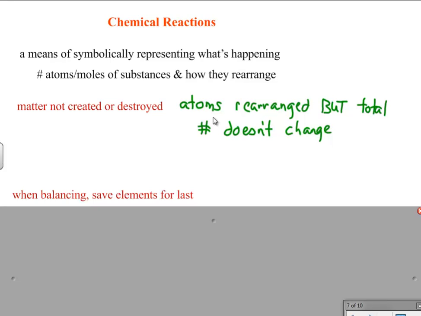Alright, let's practice balancing some reactions. When we balance some equations, we save the elements for last if possible, just because we can add as many of them as we want. We don't have to worry about balancing two things at once. We can just do one at a time.